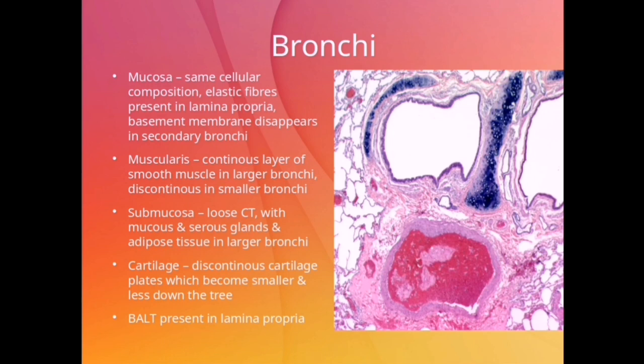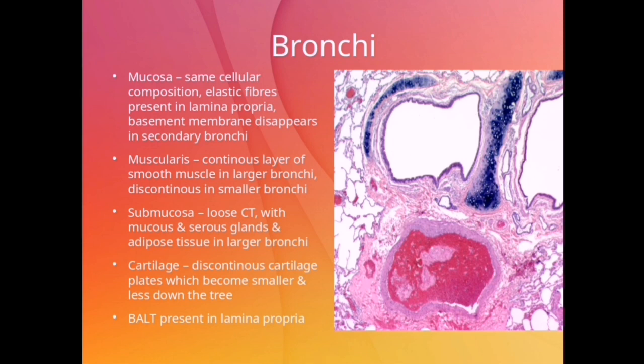Then after the mucosa, we find a layer of smooth muscle. This layer is continuous in the larger bronchioles, and it is discontinuous in the smaller bronchioles, so they are just bundles of muscle fibers here and there. Then within the submucosa, we find loose connective tissue with mucus and serous glands. These glands produce mucus, which lubricates the mucosal lining of the bronchi and also traps dust particles. Then we also find adipose tissue in the larger bronchi.